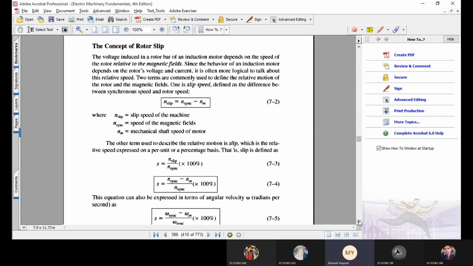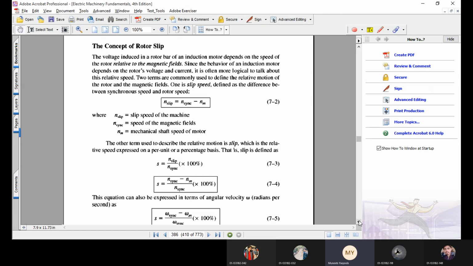For example, when the rotor is stationary, Nm, that is the rotor's mechanical speed, is 0, while N synchronous is the speed with which the stator's magnetic field is rotating. So it is the synchronous speed. So initially when the rotor is stationary, Nm is 0 and slip speed is equal to the synchronous speed. So at time t equals 0 plus, when the rotor is stationary, slip speed is maximum.